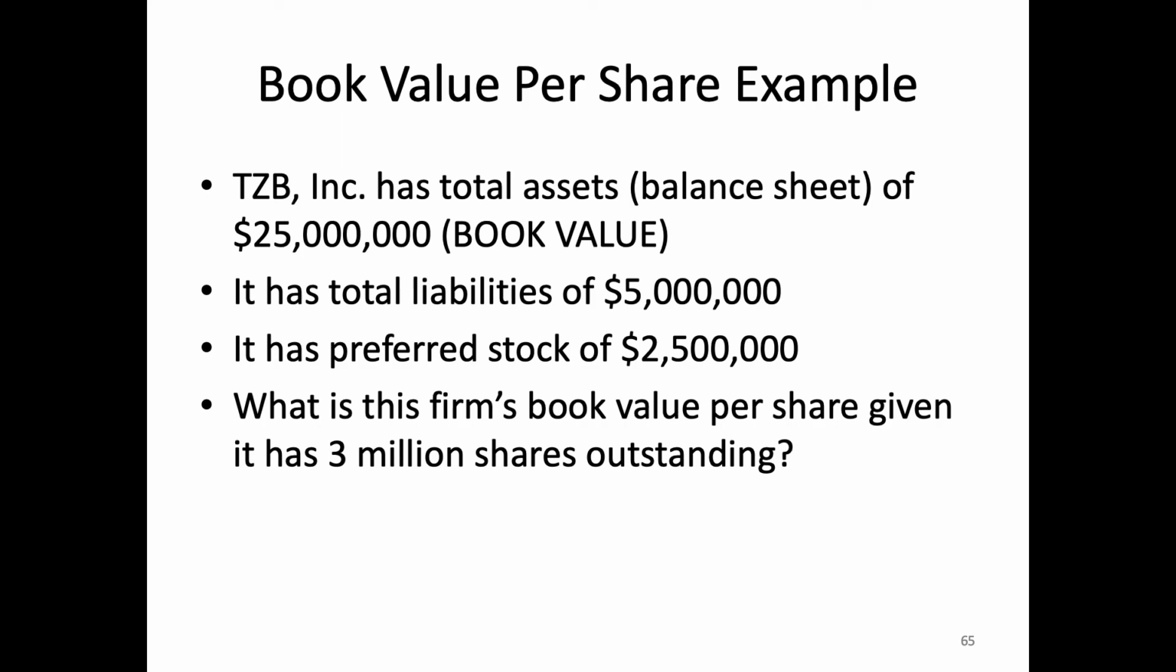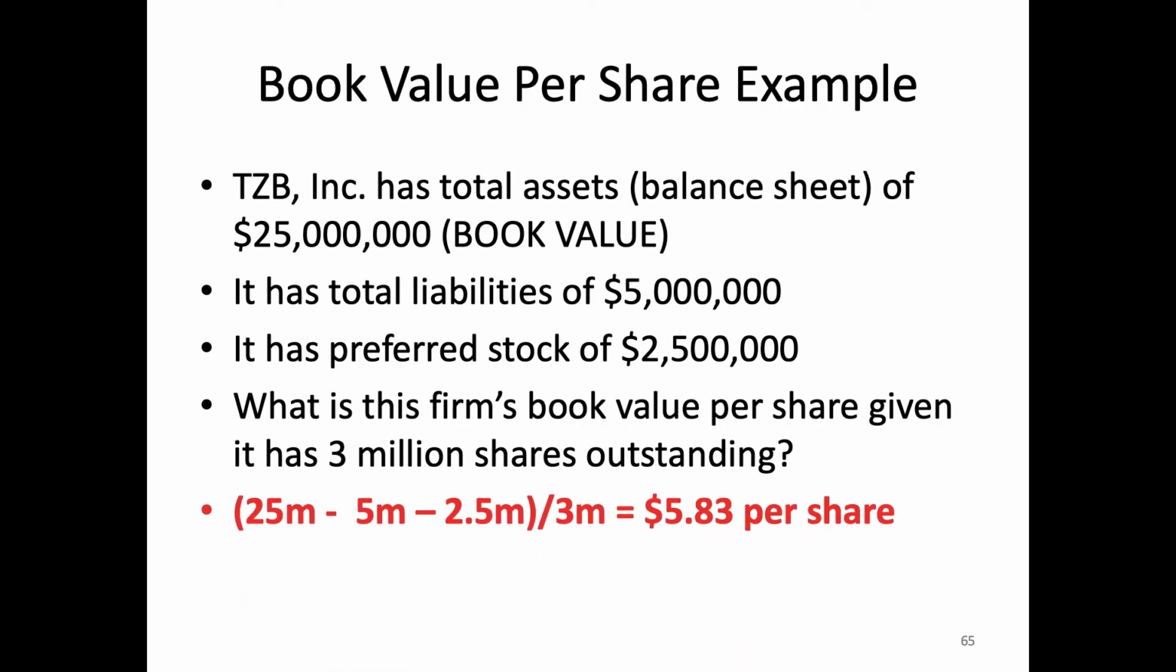So we take the $25 million, the purchase price of all the assets combined. We subtract out the amount of the liabilities, what it would cost to purge ourselves of the debt. We subtract out the claim that the preferred stockholders have on the firm of $2.5 million. And then we divide by the number of shares. So we get $5.83. What is that? On a per share basis, that's the amount common stockholders have invested into the firm. That's what they paid into the firm.